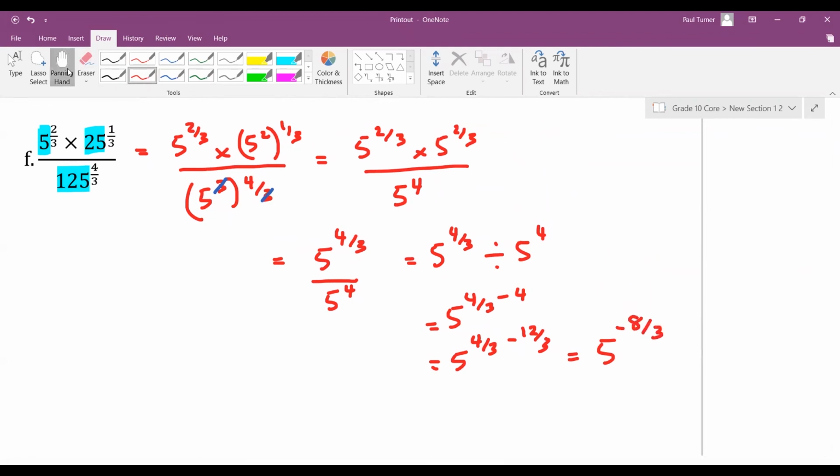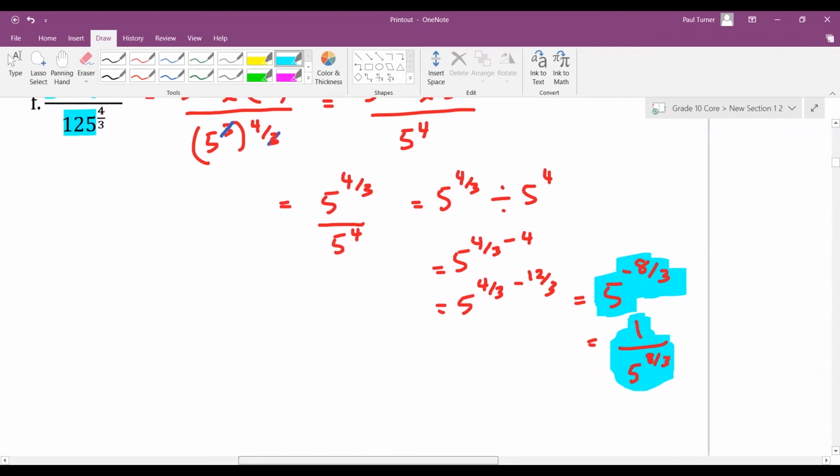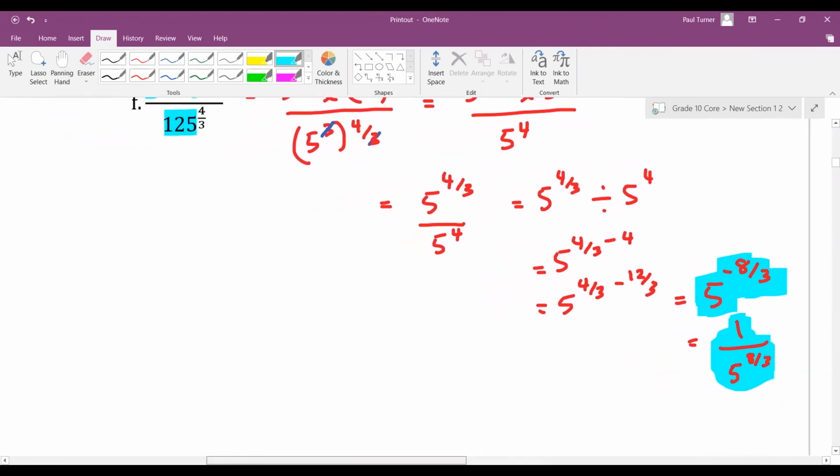Okay, so nearly done. And that would be, if we want a positive power, 5 power 8 on 3, like that. So either way is okay, but if I want a positive power, you need to move the number down there. So we've got about 10 more minutes. So hopefully you're moving along. So that one's there. If you're copying that, copy that.